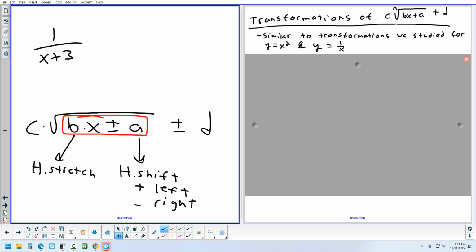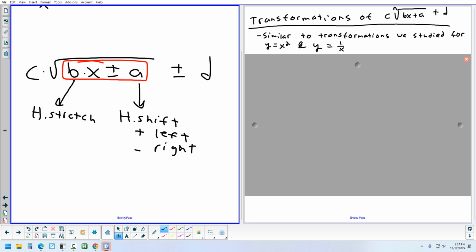B. Okay, B is a horizontal stretch. As an example, let's say you have the square root of 3x. B is 3. That is going to be a horizontal stretch by a factor of 1/3. A and B are backwards. So you think plus would move it right? It doesn't. Plus moved it left. You think putting a 3 here would stretch it 3 times as big. It doesn't. It actually makes it 3 times as small.